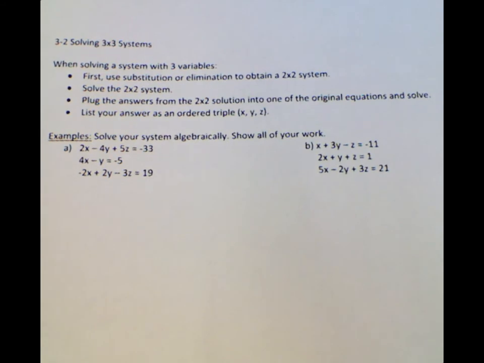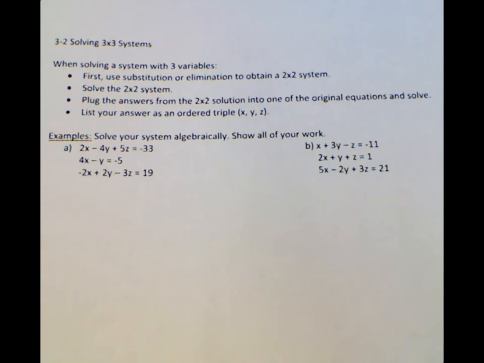It says when solving a system with 3 variables, the first thing we're going to do is use substitution or elimination to obtain a 2 by 2 system. Then we'll solve that 2 by 2 system. Then we're going to plug the answers from the 2 by 2 solutions into one of the original equations and solve. We're going to list our answers as an ordered triple.